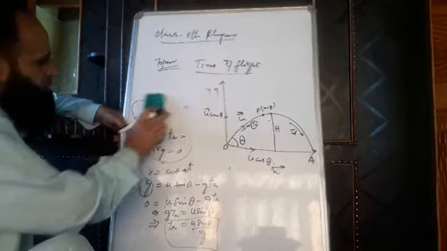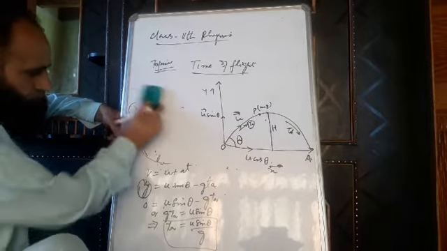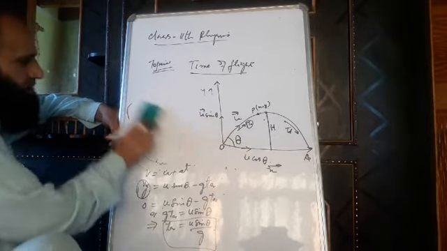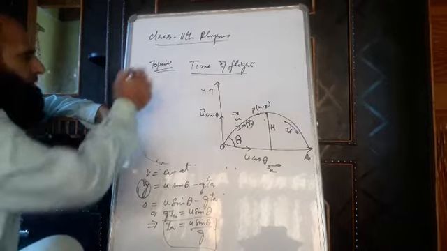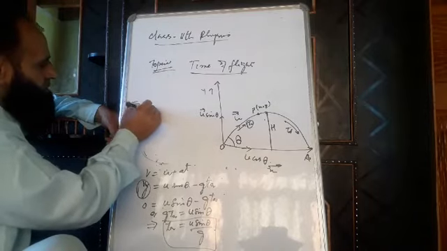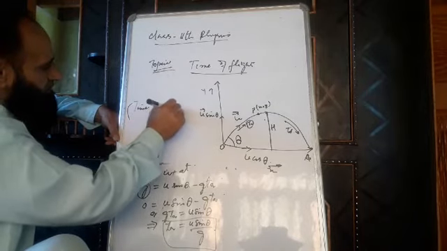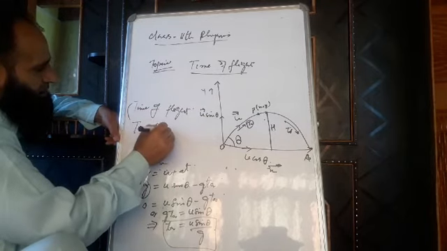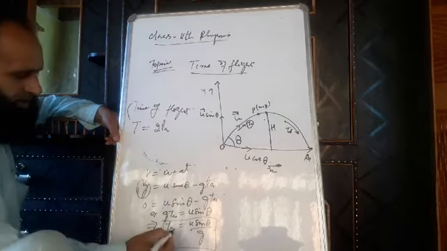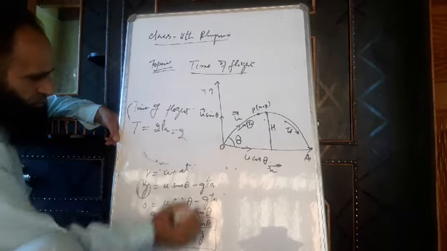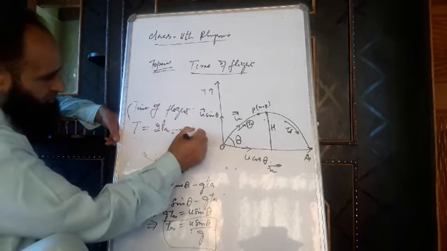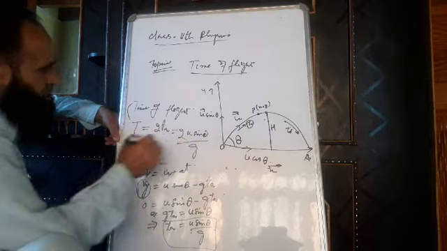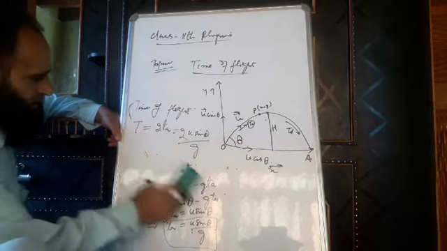Then the total time of flight, which we have to find. Time of flight T would be equal to, which we have already found, 2TA. That means that is equal to 2 into u sin theta divided by g. So we got the time of flight.